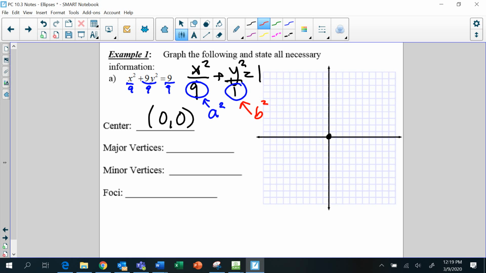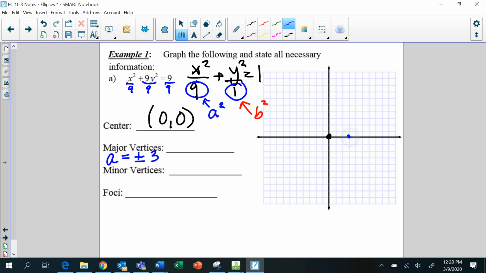To know how far you go, you square root a squared. So a. It is going to be a plus and a minus number because we're going to square root 9. Plus minus what number? 3. So that's going to be our a value. That's telling us on the x's, because it's under the x, on the x's we're going to go right 3 and left 3. We can do that by looking at the picture starting at 0 and counting 3 and putting a dot.